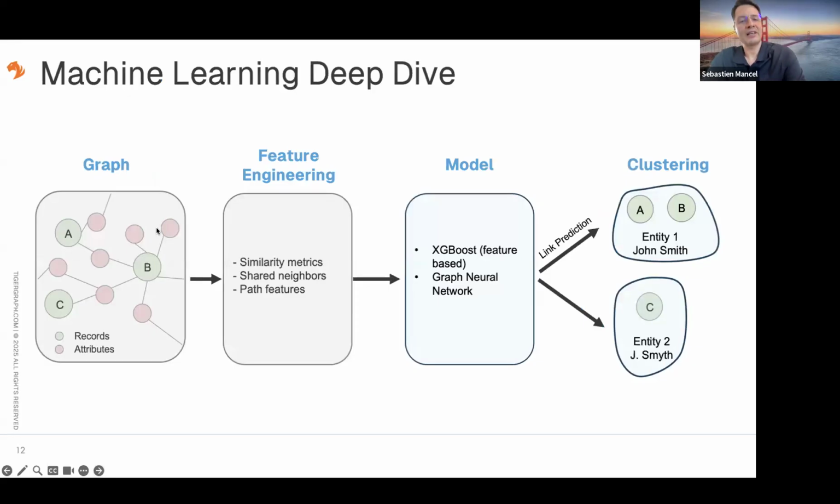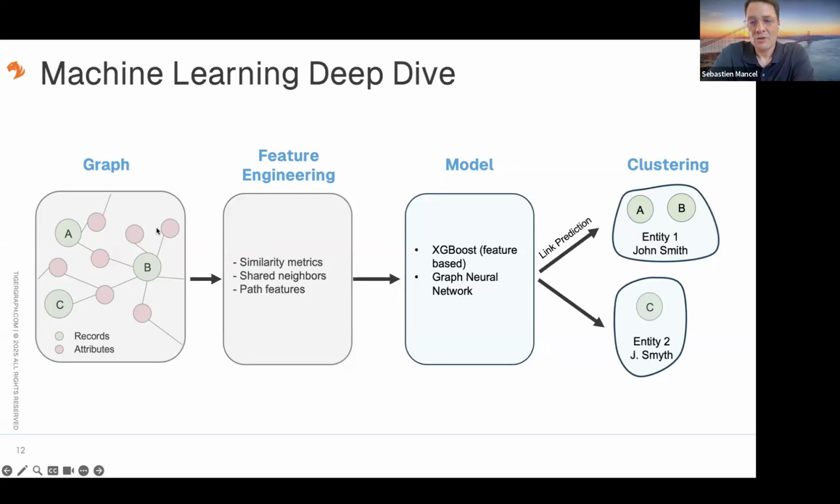All right, now let's look at machine learning in the context of entity resolution. The first step on the left-hand side is representing data as a graph. Instead of treating each record as a flat row of attributes, we capture the connections: who shares addresses, emails, phone numbers, or transactions. From that graph, we can generate features for ML models.